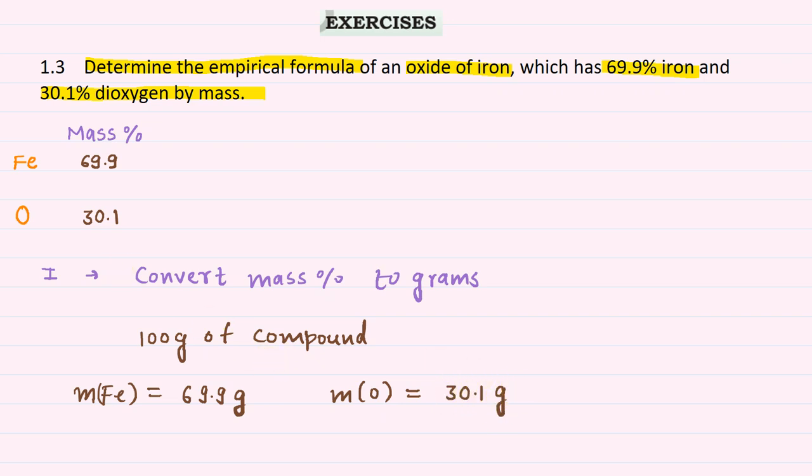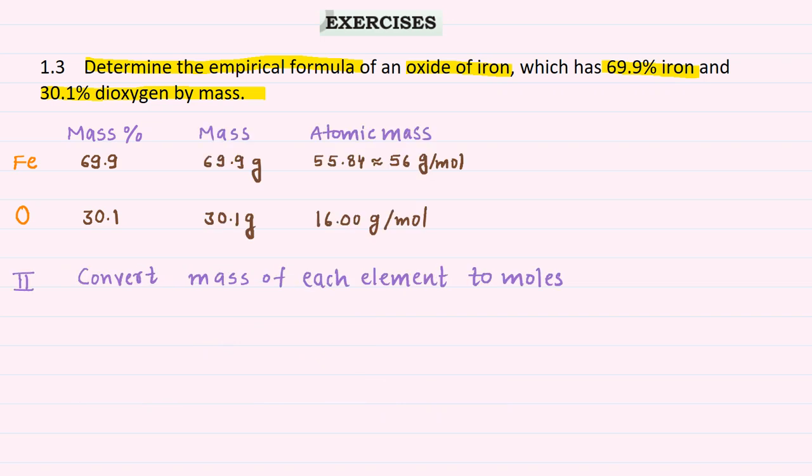Now coming to the second step, we have to convert the mass of each element to moles. Do you know how to calculate the moles? We can use a formula that moles are equal to mass divided by atomic mass, or in place of atomic mass we can use the molar mass as well. Since we are having elements, we are using the term atomic mass. Here you can see the atomic mass of Fe is 55.84, nearly equal to 56 grams per mole, and the atomic mass of oxygen is 16 grams per mole.